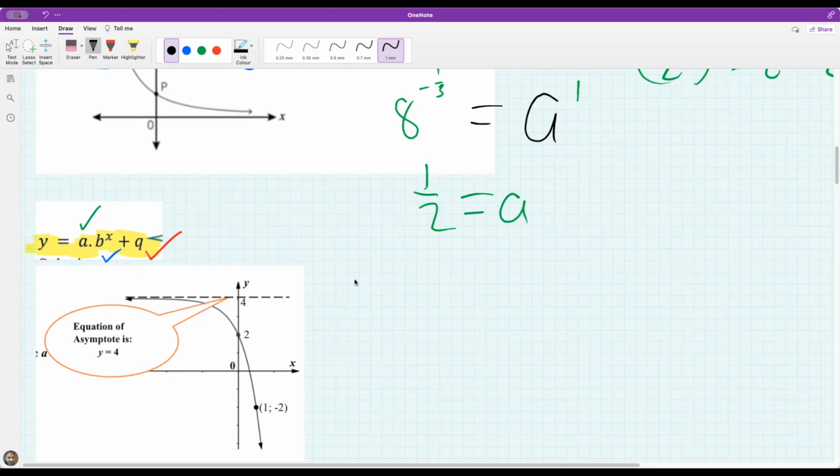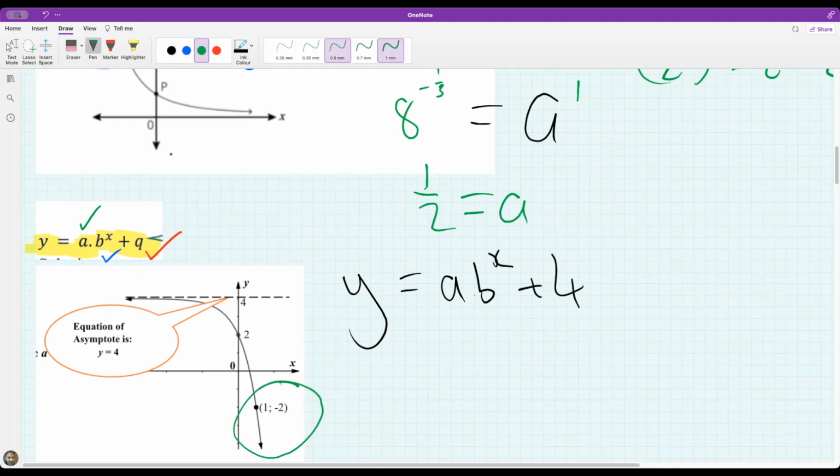Okay, so I think the first one I would go for is q, which, Ronnie, I agree with you. The q is probably the easiest one to get because you can see it's 4. So this is going to be plus 4. So now you have to find me a and b. And I think it's the same as last time where we've got these 2 points. Now this point, the y-intercept, even though it's not written as a coordinate, it is actually a coordinate. It's (0, 2), and I would use that first.